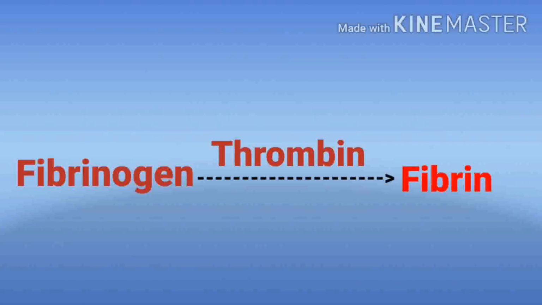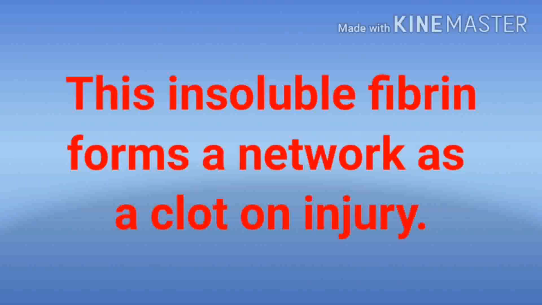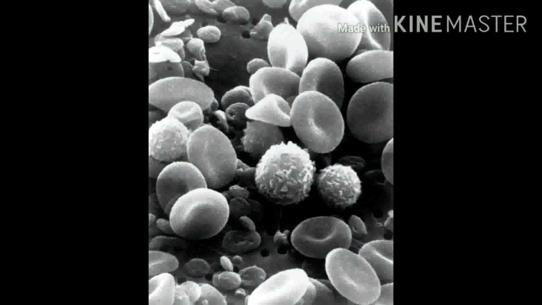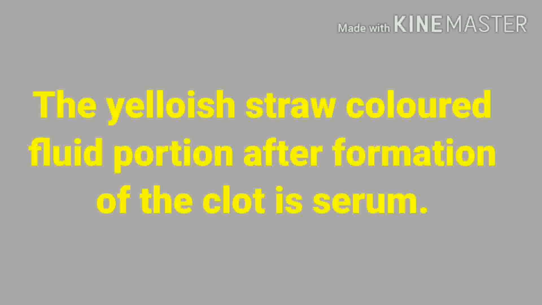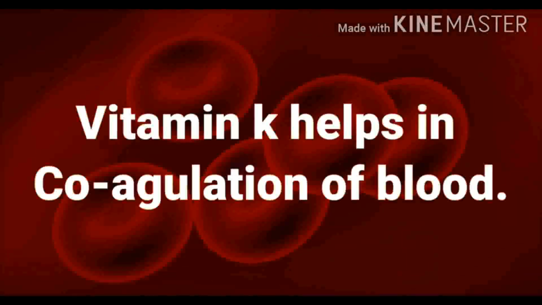The next substance, fibrinogen, is already present in the blood. Thrombin acts on fibrinogen and the fibrinogen will be converted into insoluble fibrin. This insoluble fibrin forms on the injury as a network and it forms the clot. The fibrin fibers are attached to the edges of the wound and pull them together. The yellowish straw-colored fluid portion after formation of the clot is serum.